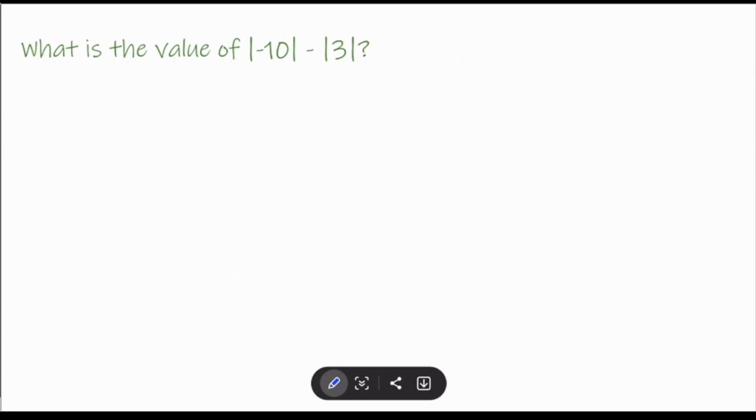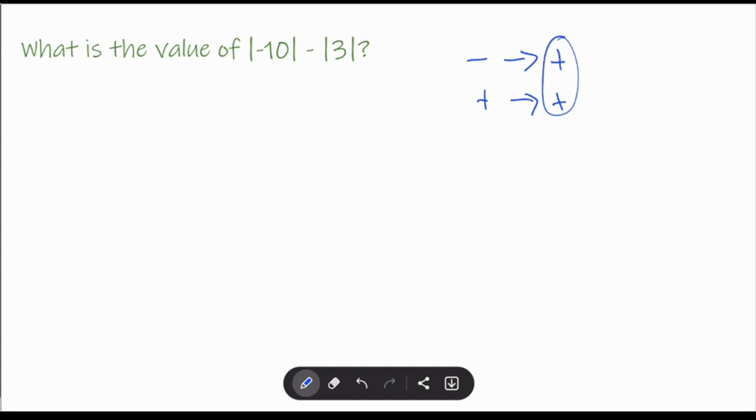So we have another question. What is the value of the absolute value of negative 10 minus the absolute value of 3? The idea of absolute value is to make a negative positive, and a positive just leave as positive. So the result of an absolute value is always positive. The absolute value of negative 10 is positive 10, minus the absolute value of positive 3, which is positive 3. So 10 minus 3 is 7, and that's the answer.